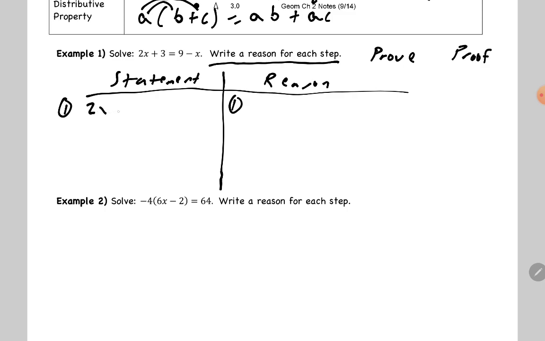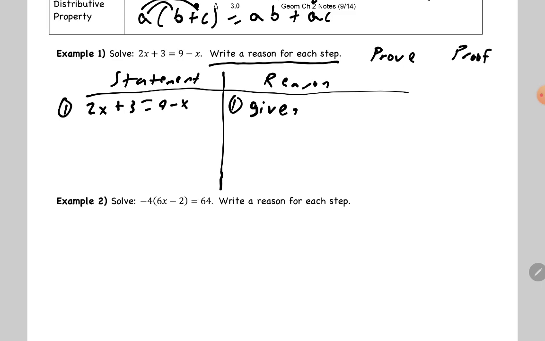So I have 2x plus 3 equals 9 minus x. And why did we put that down there? So this first one is usually called given, because it was given to us. It's the problem. So the reason why I rewrote it is because it was given. Okay, and then we're going to solve it also. So we're going to solve the problem like normal.